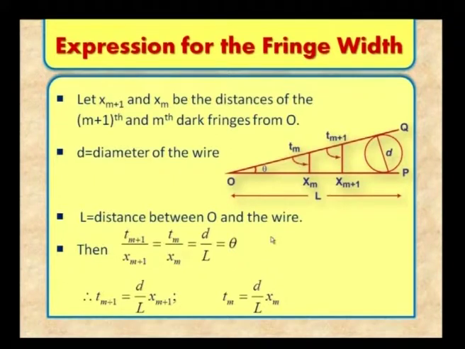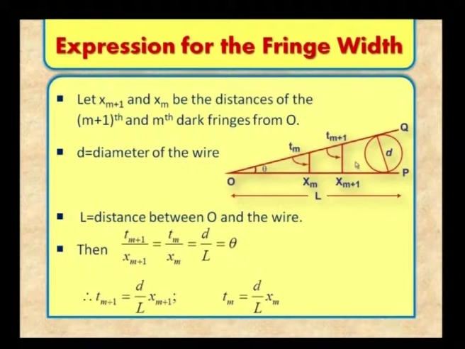Where d is the place where the wire is kept. So Tm plus 1 by xm plus 1 is equal to Tm by xm, because theta is the same, d by L. From here you are getting Tm plus 1 equal to d by L into xm plus 1, and similarly, combining these equations, you will have Tm equal to d by L into xm. Now we have got expressions for the thickness of the air gap corresponding to the m plus 1th dark band. This is the m plus 1th dark band, and this is the point where I get the mth dark band.